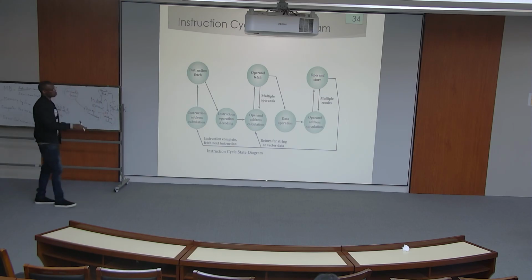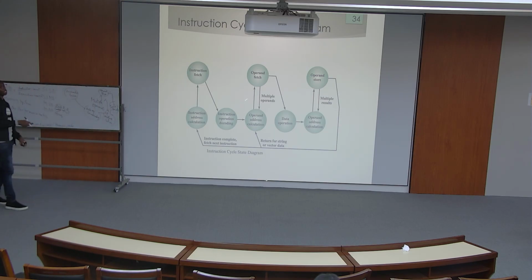So make sure you understand this diagram. It is very important for the instruction cycle. You need to understand what the microprocessor does at each stage of the instruction cycle state diagram.